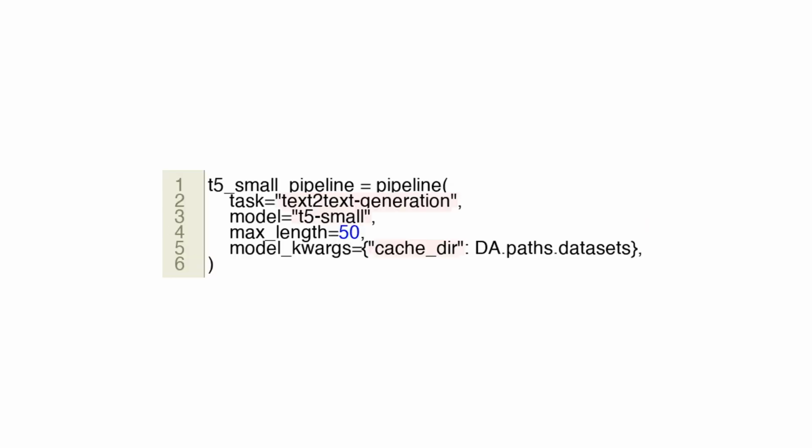This code snippet creates a pipeline for language generation using the T5 small model from the Hugging Face library. The pipeline is set up to perform the specific task of text-to-text generation, which means it can take in a piece of text and generate an output text based on the input. The maximum length of the generated text is set to 50 tokens. It also specifies the location of the cache directory for the dataset used in the model. This code is used in LLMs, large language models, with Hugging Face to facilitate language generation tasks.